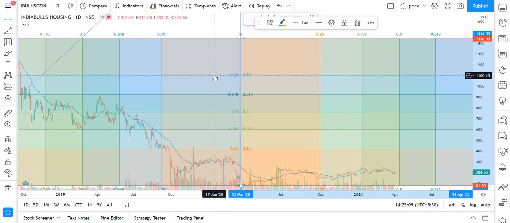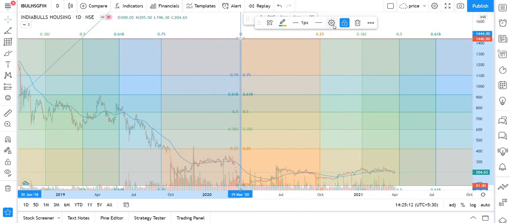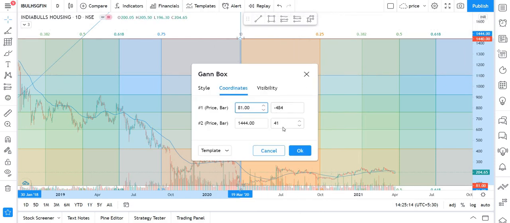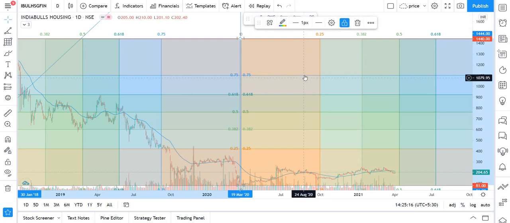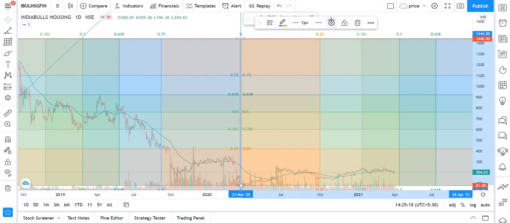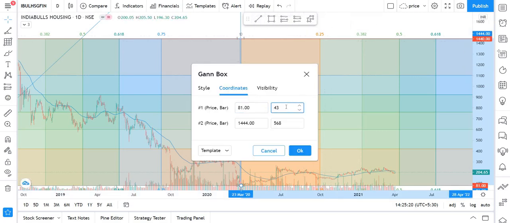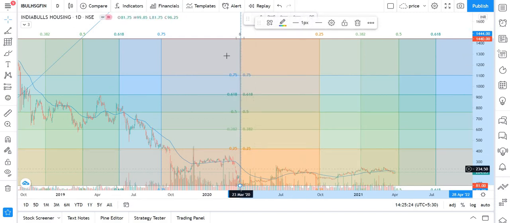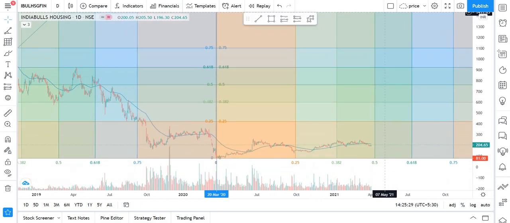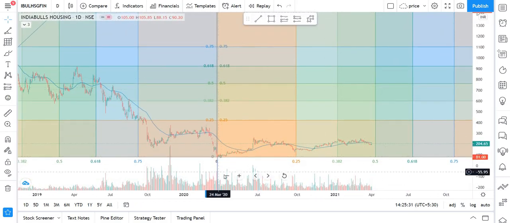We have to keep checking. This takes time. 48441. So this has to be 41 here. Now it is perfectly placed. Both these lines are now over each other. So now this Gann box setup has been completely placed.